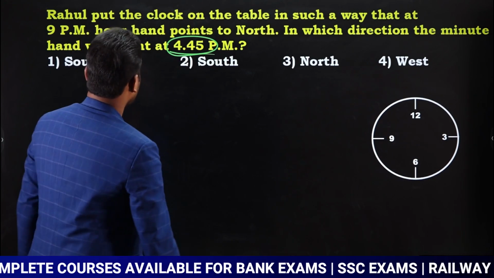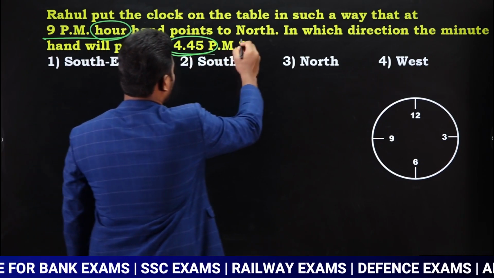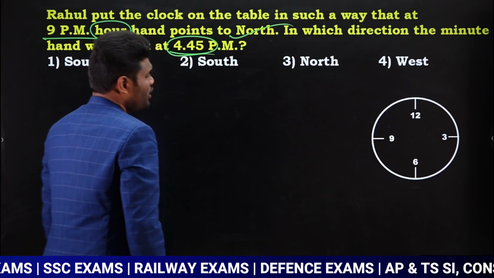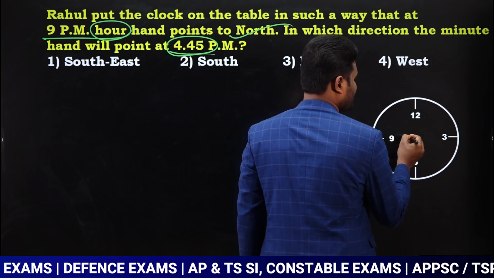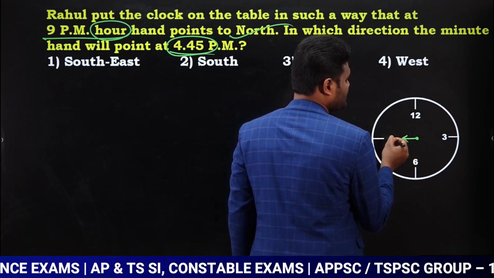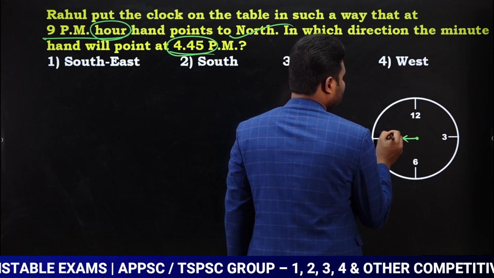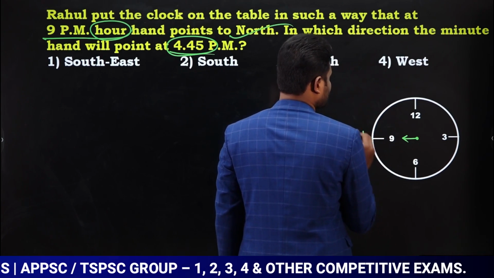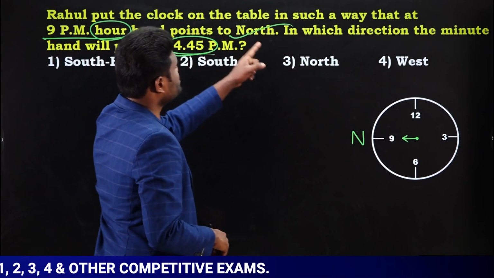Okay. Look here. If we observe, at 9 p.m. the hour hand points towards the north direction. Look here, 9 p.m. means the hour hand is going to face here, yes or no? So at 9 p.m. the hour hand is going to be at 9. Now this is nothing but the north direction. Yes or no? At 9 p.m. the hour hand points to north.